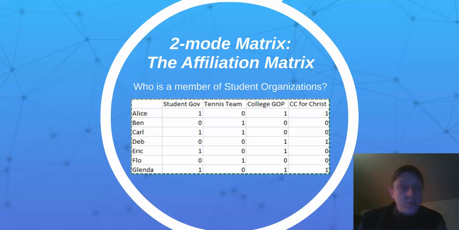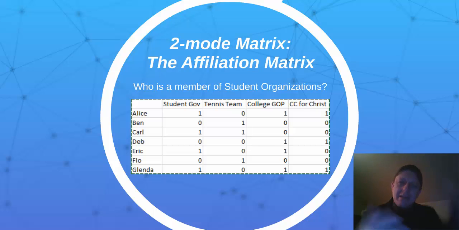So now the rows may be people, they may be the nodes, and in this case we have 4 columns, and each column is what? A student organization at a university. Those student organizations might be student government, the tennis team, the college Republican club, and Campus Crusade for Christ. This is completely made up information, but go with me here. Sometimes it's good to start with a hypothetical example.